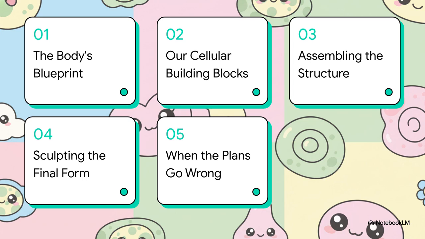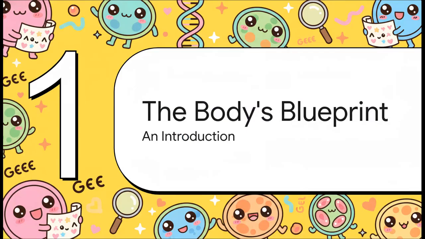We'll kick things off with the body's blueprint, then look at the cellular building blocks. After that, we'll see how the whole structure gets assembled and sculpted, and we'll wrap up by exploring what happens when those plans go wrong. So, let's start with the master plan itself.